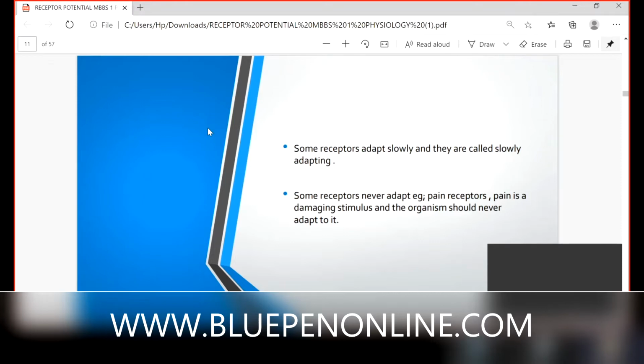Then some receptors adapt slowly, and they are called slowly adapting receptors. Now, some receptors will never adapt to the stimulus. The best example for those receptors are the pain receptors. Why is it so? Because pain is actually a damaging stimulus, and the organism should never adapt to that stimulus.